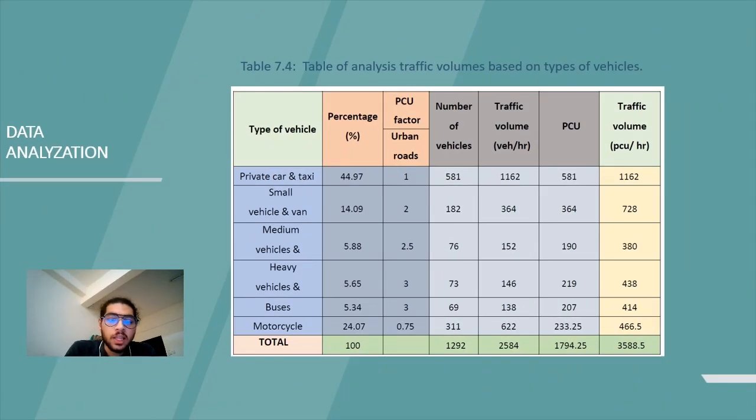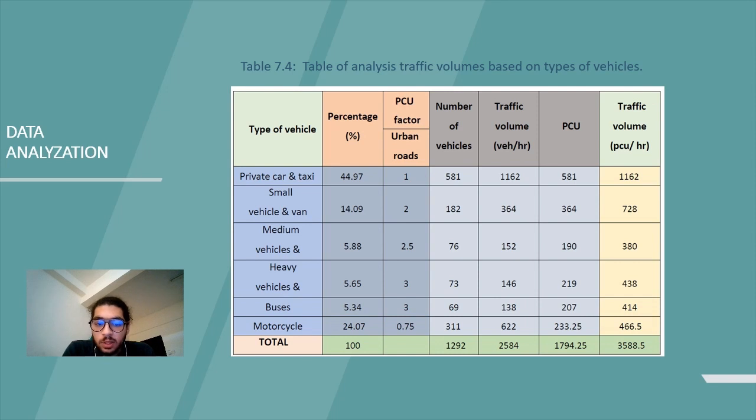So after doing the analysis, you can see that we calculate the percentage of the types of vehicles, and we use the PCU factor for the urban roads. So we get the numbers of vehicles, the traffic volume, and the PCU. And lastly, we got the traffic volume PCU per hour. And we get total percentage of course, 100%.